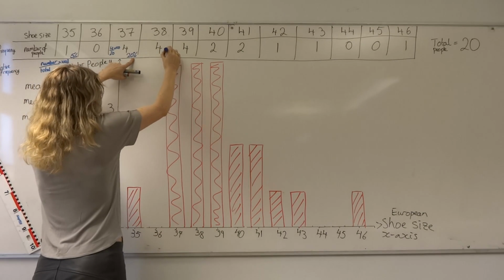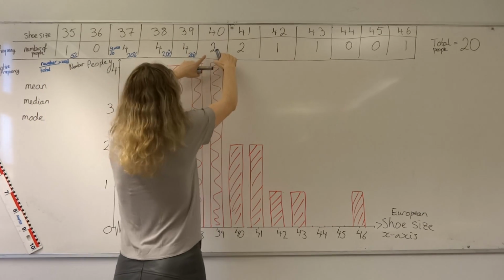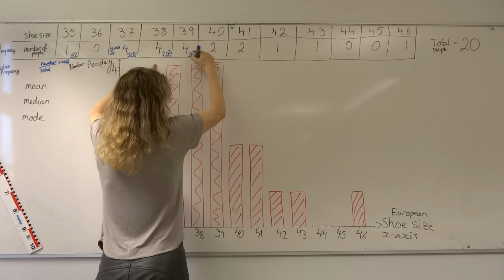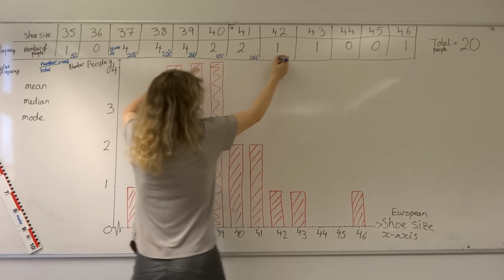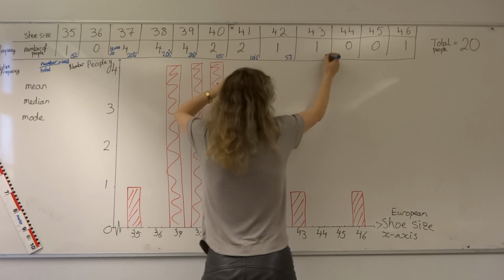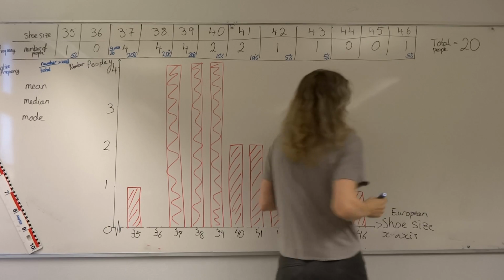So we know that this one is also going to be 20%, 20%. 2 people would give us half of 20%, which would give us 10%, 10%. And the 5% here, 5% for 1 person and 5% for 1 person there.